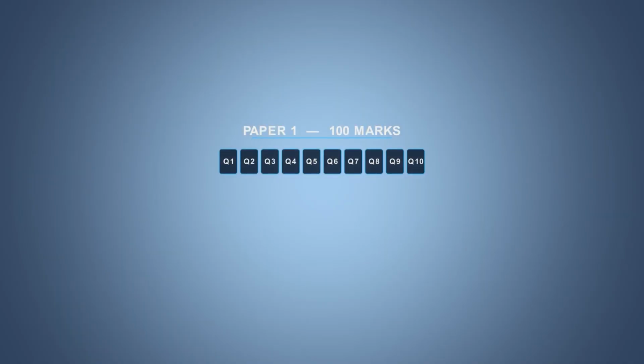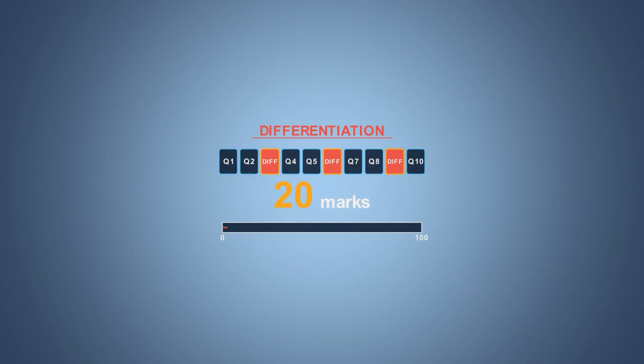So the first one, and this should come as no surprise, is differentiation. Now, differentiation is extremely important because it occupies about 2 to 3 questions on the paper. And what that means is 15 to 20 marks are automatically assigned to differentiation. So not knowing differentiation puts you at a massive disadvantage.